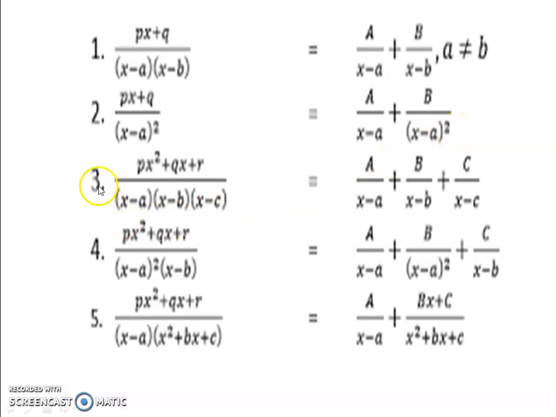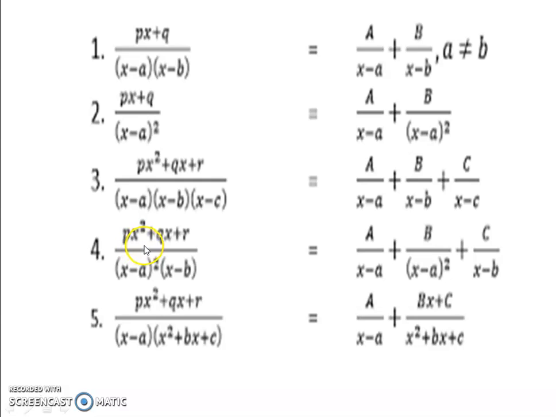If (px² + qx + r), meaning the numerator has a quadratic expression and the denominator has three different factors x − a, x − b, x − c, then we should write A upon x − a plus capital B upon x − b plus capital C upon x − c.